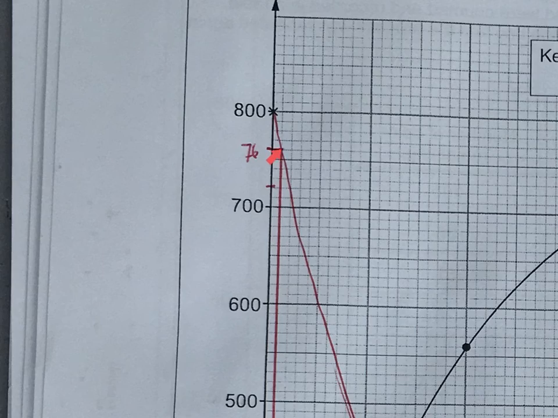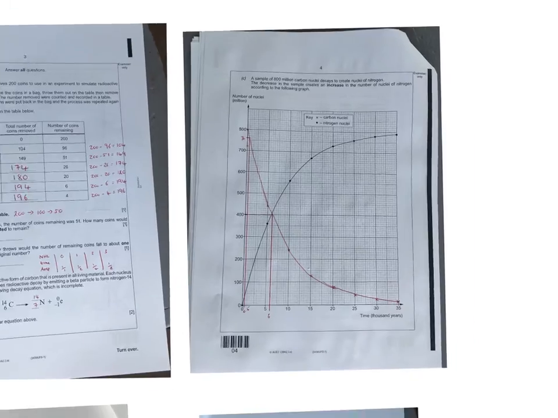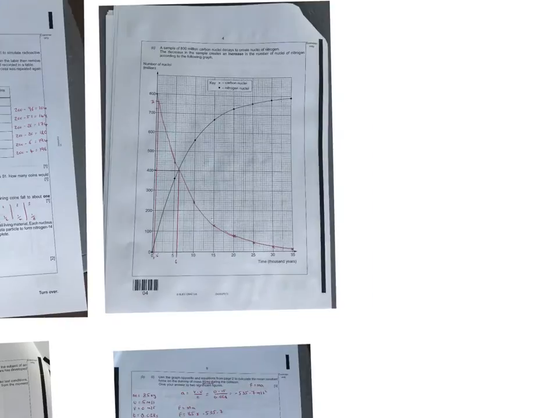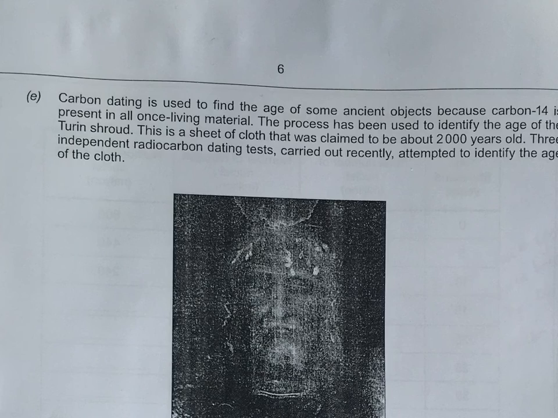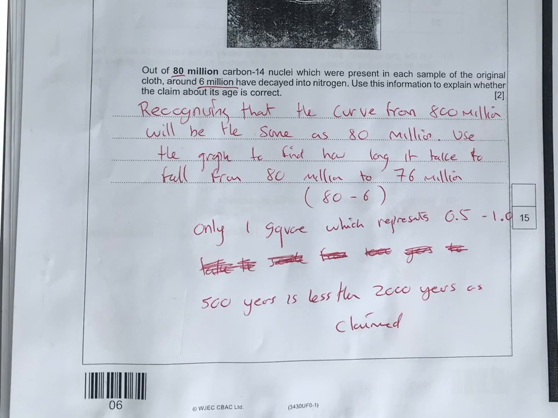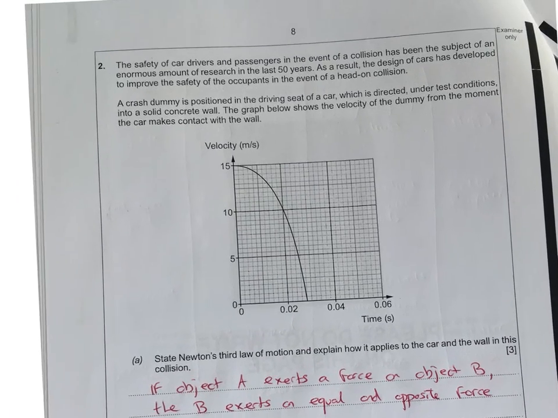You can see that it's only got 1 square. So if I bring that back down, the 1 square is worth 0.5, and these are in thousands of years, so that's 500 years. So it reckoned up there that it was 2,000 years, which is, the claim's not correct because it's only 500 years. Not a very nice question, that one. Not a lot of people got that right in the main exam.